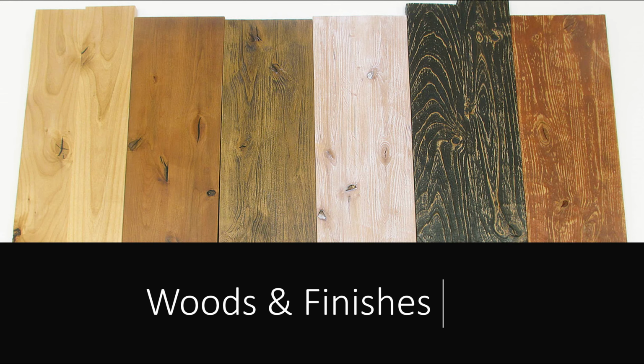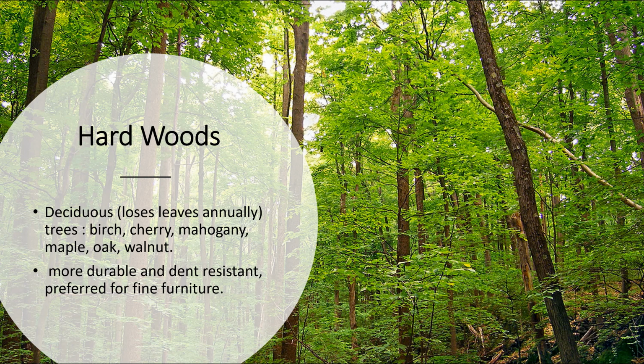Let's talk about woods and finishes. Okay, so you have your hardwoods. Basically there are two different types of trees in this world, two categories. You have your deciduous trees, which means they lose their leaves annually. So these are the trees that as soon as fall comes, all the leaves fall off and they are bare during those months. And then when spring comes back, they start to grow their leaves back, okay? So these are preferred for more durable and dent-resistant, fine furniture.